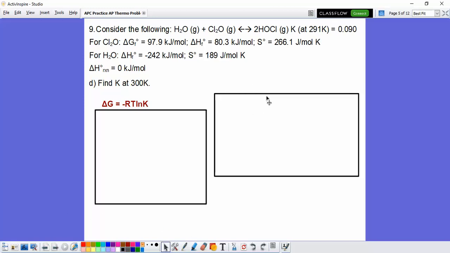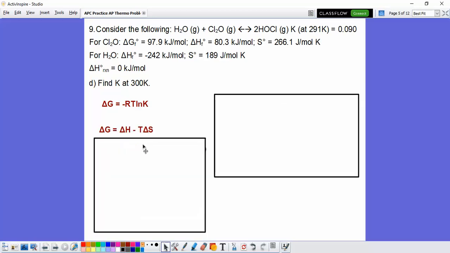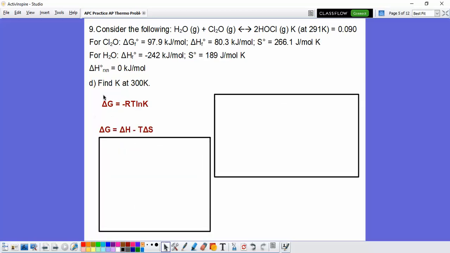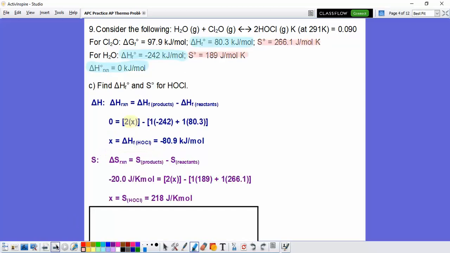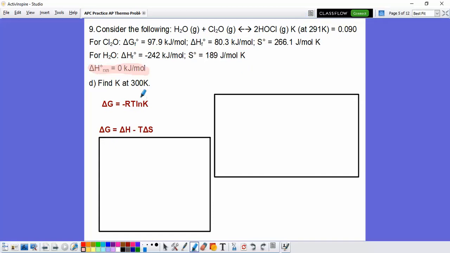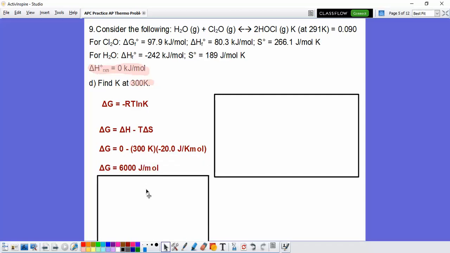And the equation we're going to be using is the going home to supper equation. There we go, the going home to supper equation. Okay, so we know the delta H, 0 kilojoules per mole. We know the delta S, negative 20. And we know the T, 300. Okay, so let's plug everything in. And this will be delta G at 300 Kelvin.